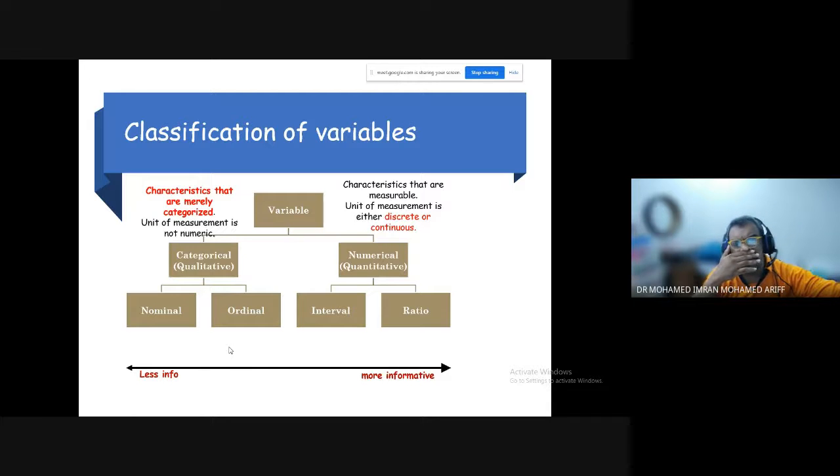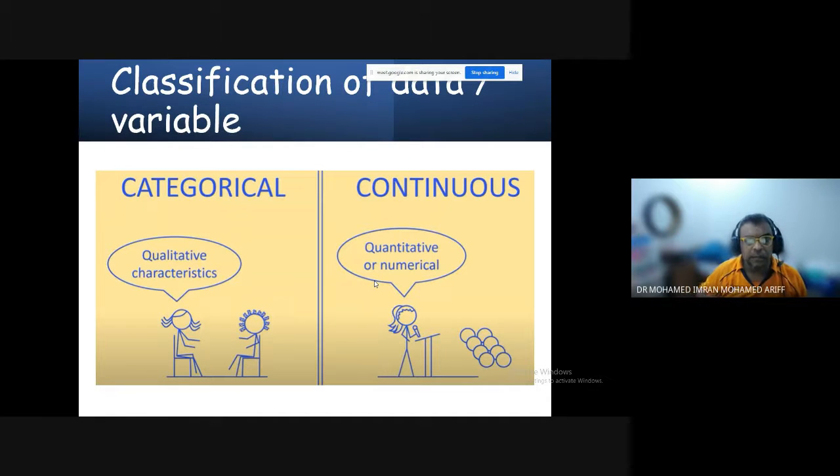Okay, so classification of variables or classification of data ada kat sini. So we have two types secara besar lah. We have categorical and numerical, qualitative and quantitative. Okay, so the more information comes from quantitative because you're talking about numbers. Categorical and continuous. So these are the big classifications. So kalau categorical, we normally use categorical dalam qualitative study. And quantitative, we use continuous data.